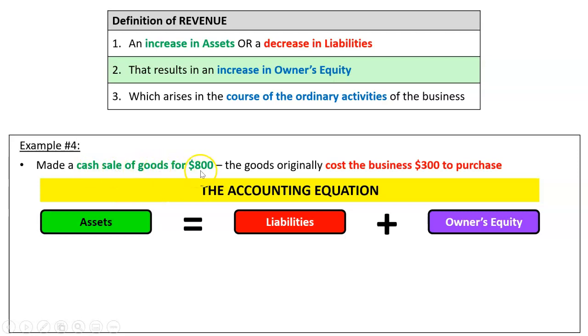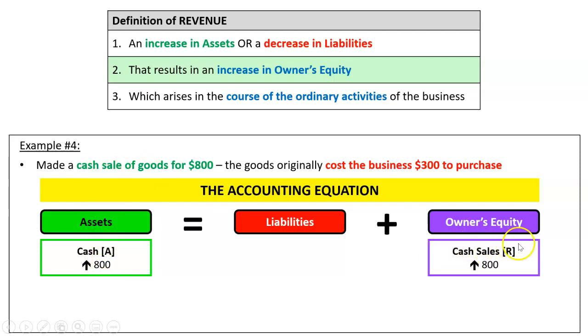We got a cash sale of goods for $800. So we're going to get more money. Cash is an asset, that's gone up. Now, we've learned earlier that when we make a sale, that's a revenue. So that's going to increase owner's equity 800. But we've got to deal with this bit.